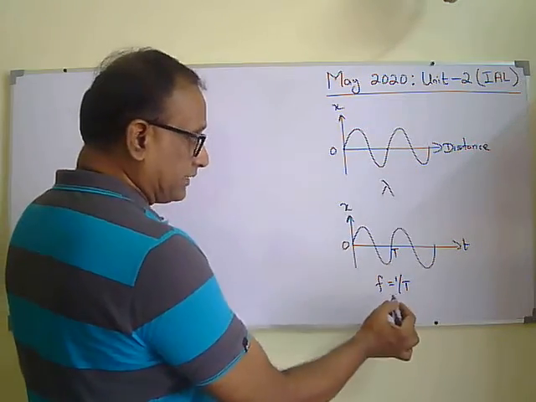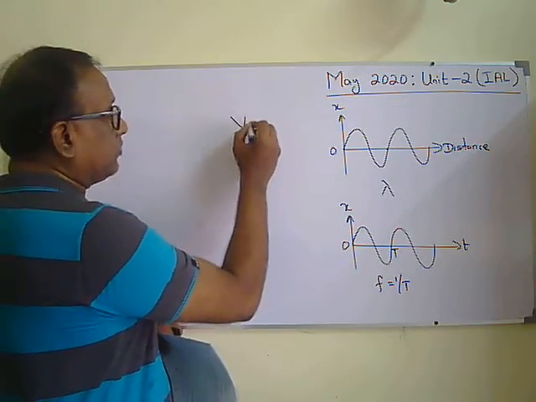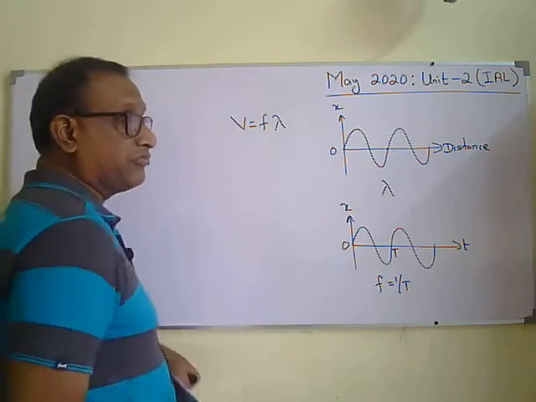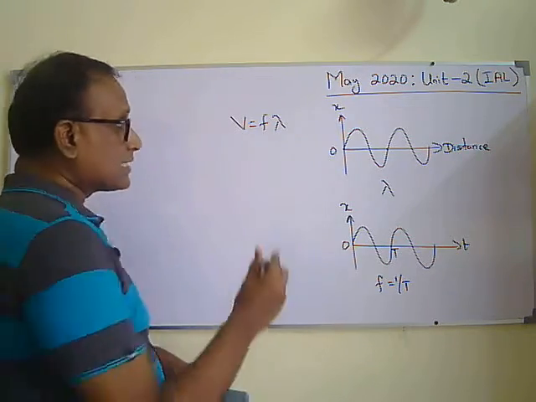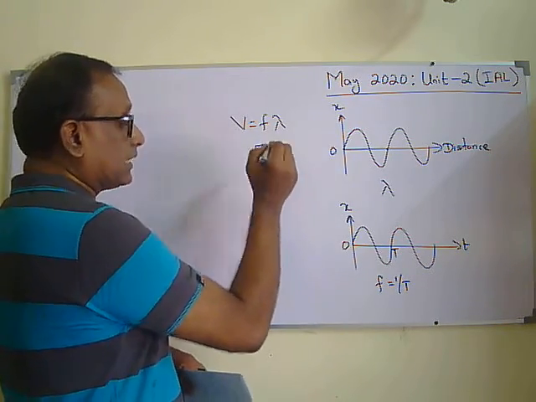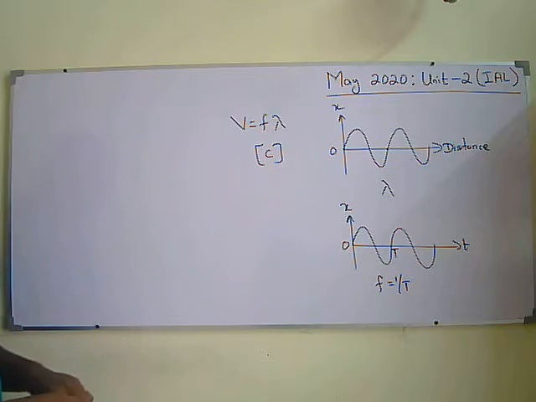So we know the wavelength and frequency. By using v equals f lambda, we can find the speed. One of the answers given is speed, that is answer C. So for the first question, the correct answer is C, speed.